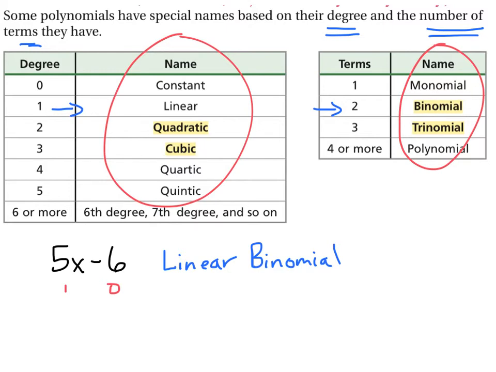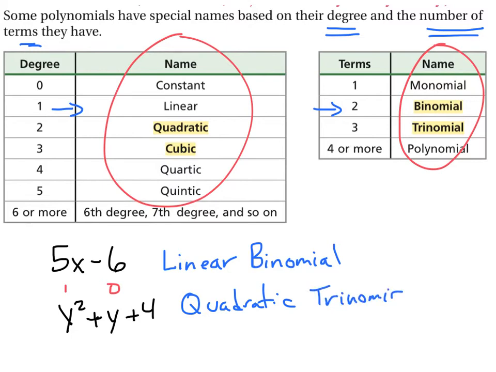Let's take a look at another one. What about y squared plus y plus 4? Well, the highest degree here is 2, so you can see that word is quadratic. And it has 3 terms, so that word is trinomial. So this is a quadratic trinomial. Its highest degree is 2, the y squared term, and it has 3 terms total, so that's a trinomial.